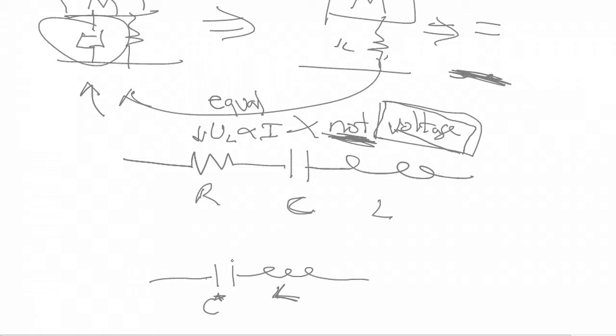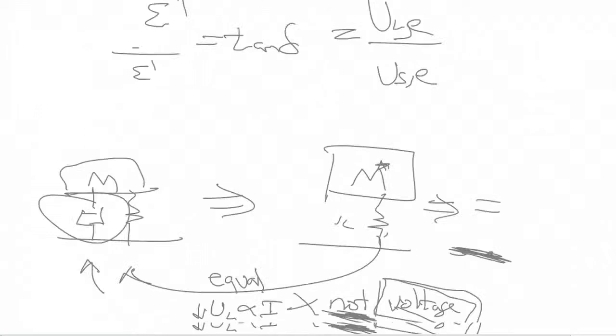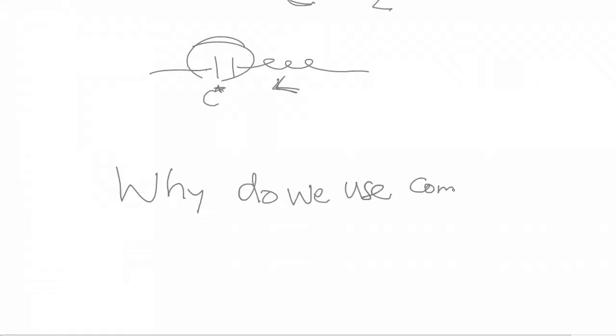This would be the stored energy. So, I believe I kind of went over why we are using a complex form. The question you should be able to answer at the end of this video is: why do we use complex representations of parameters?